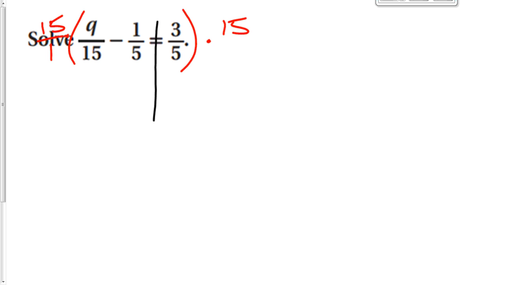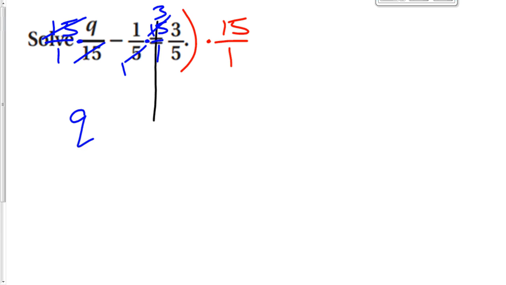Now, here's the trick though. If I multiply the left side by 15, that means I got to multiply both of these terms by 15. So it ends up looking like this. And then we can see what we get. So here's the reason I'm doing it. 15 and 15 will cancel, and we're left with just q. And then 15 and 5, we can divide both of these by 5. I have 1 times 3, which is 3 over 1, or just 3.